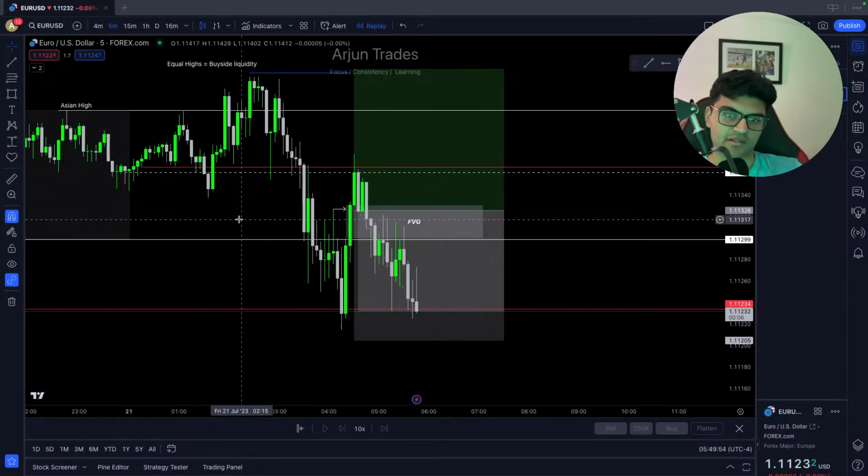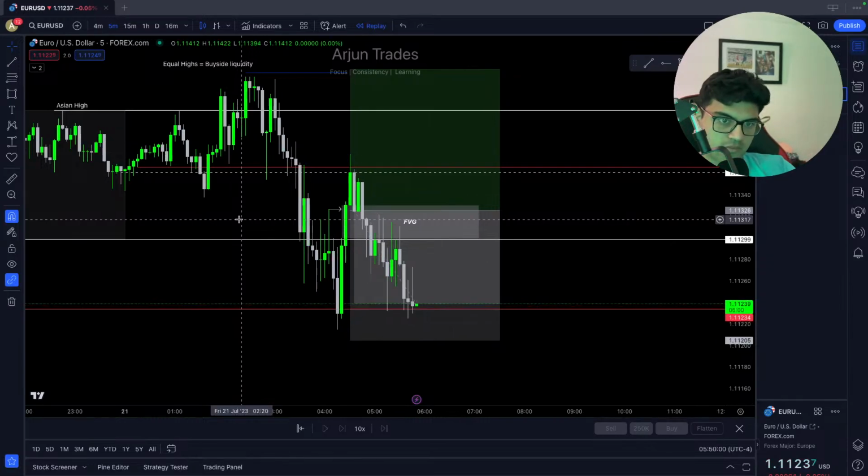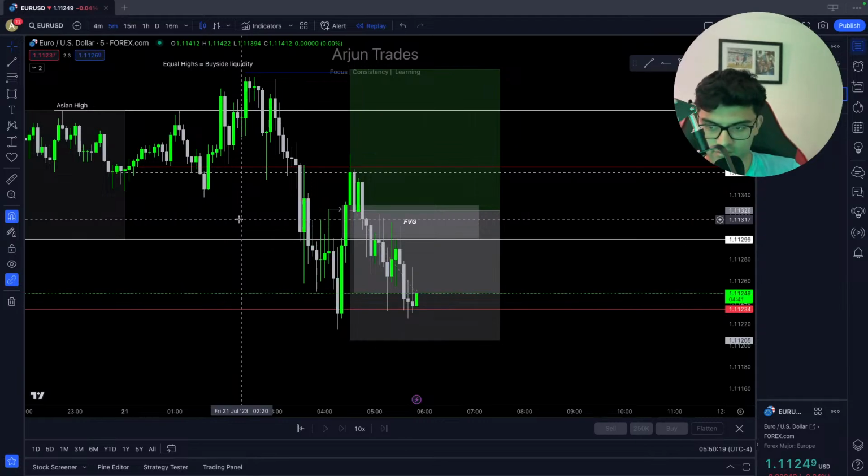I think the next candle was going to take me out. See how it respected that fair value gap. So I'm guessing you're short on EU then, or are you not in a trade?